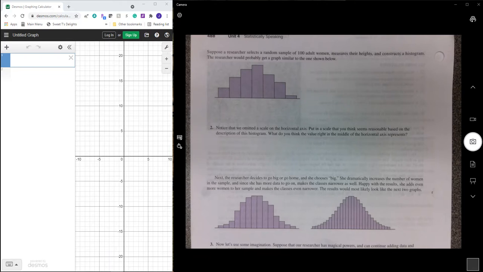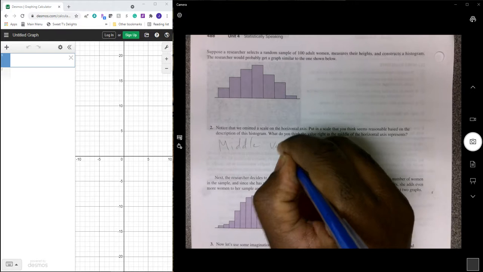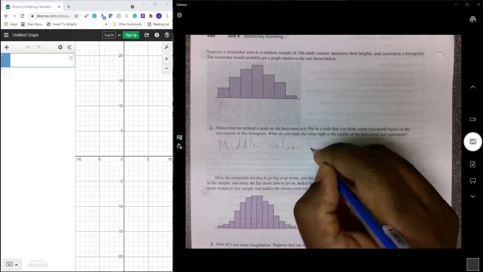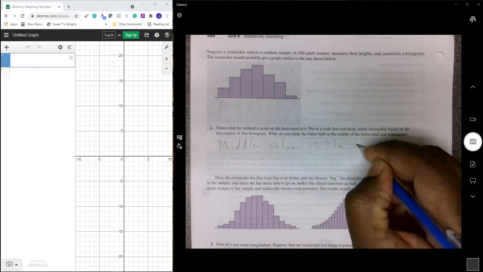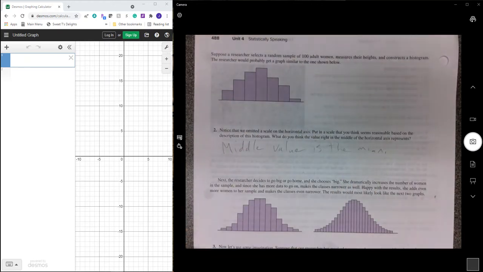Okay, so first thing, the value in the middle of the horizontal axis, we would think that the middle value is the mean, because the mean is typically the average, so we would think that the middle value would be the average of these, in this case, the women's heights.